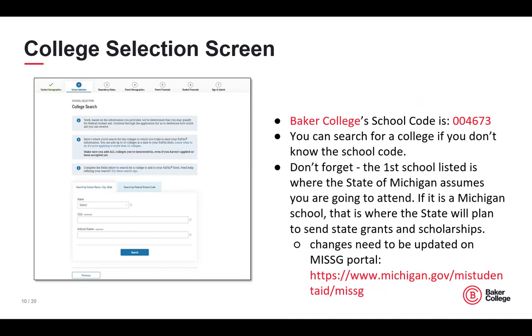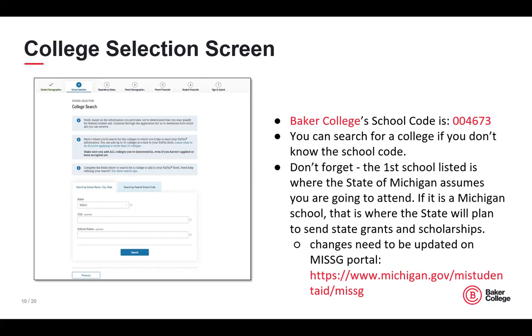You can list up to 10 schools on your FAFSA with the initial submission, but we recommend only listing those schools that you have a genuine interest in attending. If you change your mind, you can always correct your FAFSA to add additional school codes.